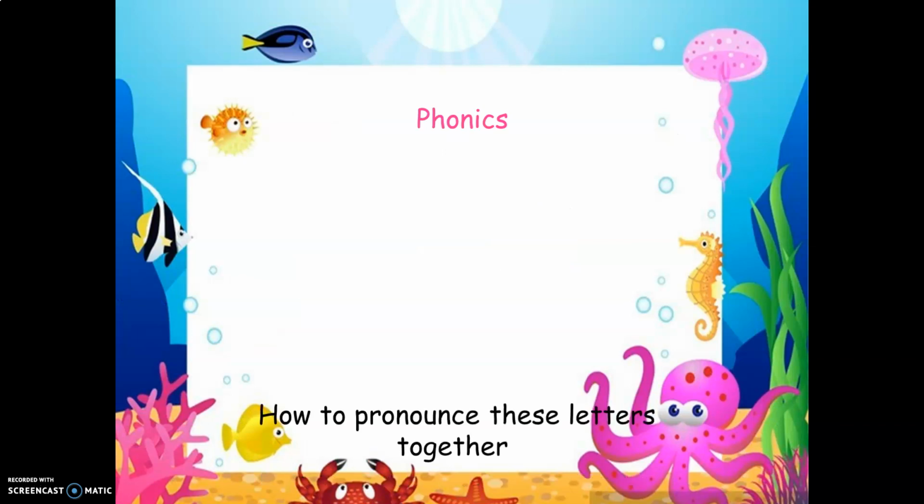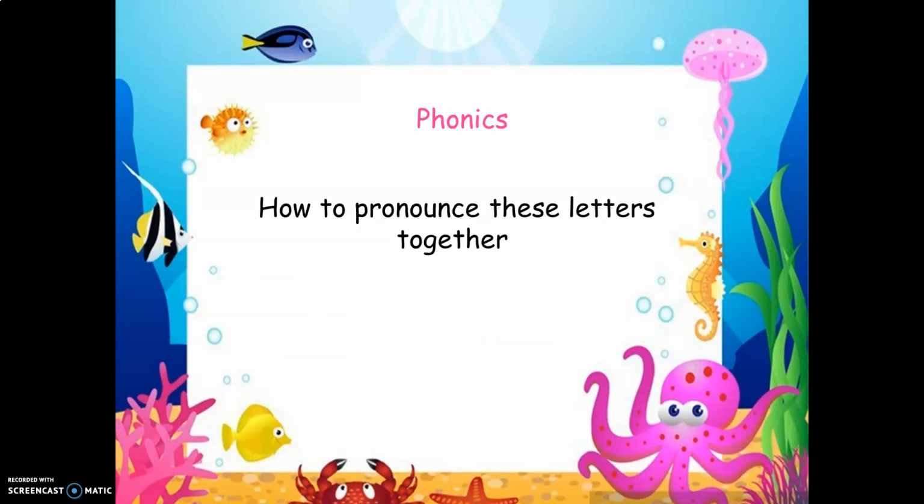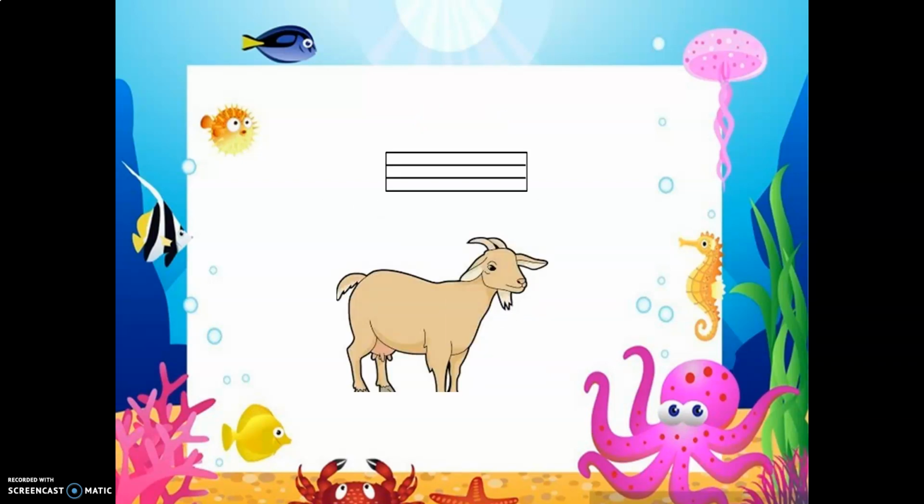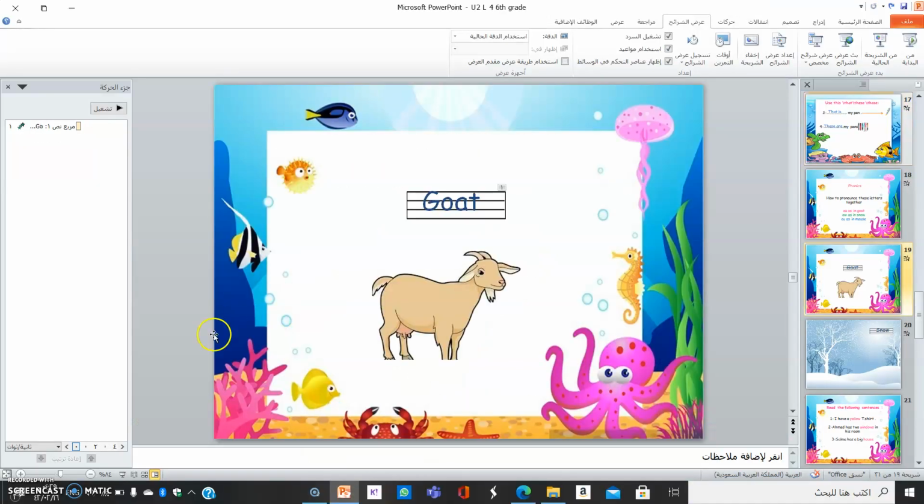Now let's see phonics. How to pronounce these letters together. We have OA as in goat, OW as in snow, OU as in mouse. Okay, girls? Now, we will learn here how to pronounce these letters together. Let's see the first word in my lesson today. We have goat, G-O-A-T. How to pronounce the word with O-A? Here, goat. Again, girls, goat.